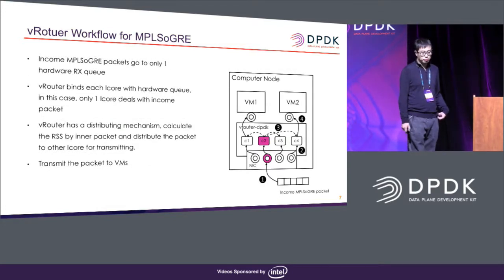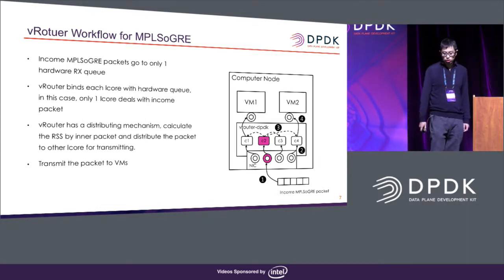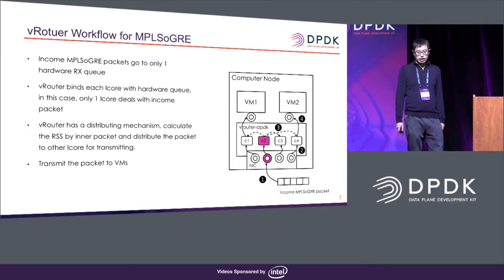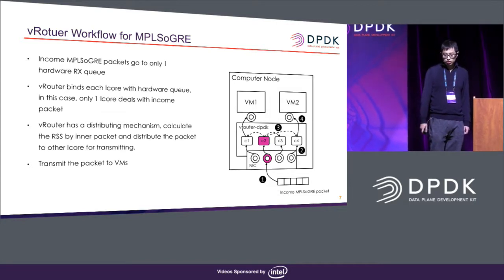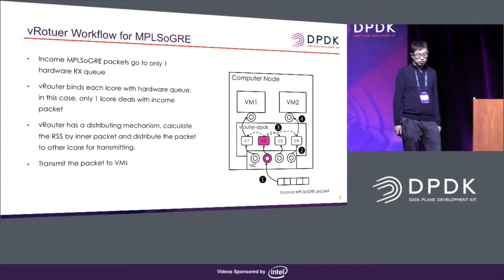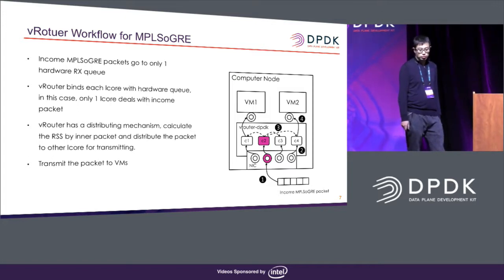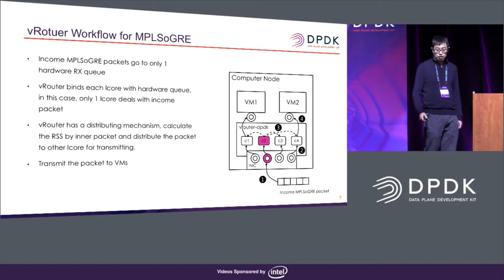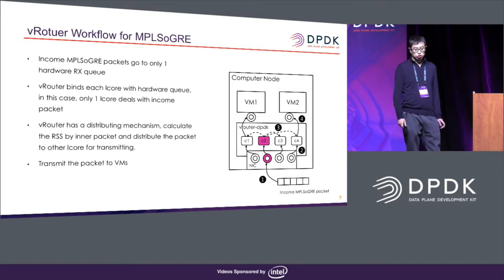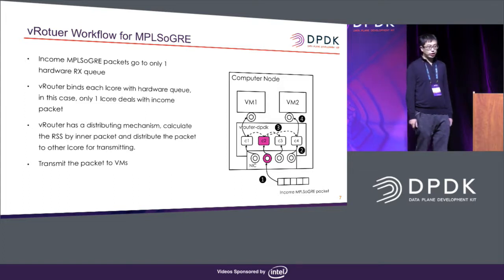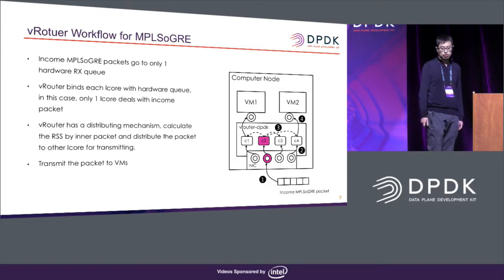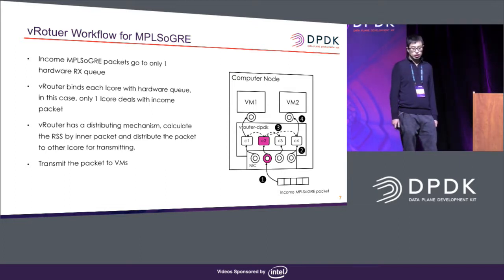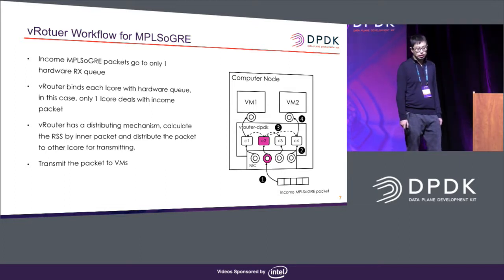Let's see what the impact is for Tungsten Fabric if we can't do RSS. This is the traditional workflow for MPLS over GRE packets in the Tungsten Fabric vRouter. The first step is that packets arrive at the NIC queue. The second step is the core fetches the packets from the NIC queue. And the third step is the vRouter distributes these packets to different working cores according to the inner hash result. The fourth step is the forwarding core transmits different packets to the VM.